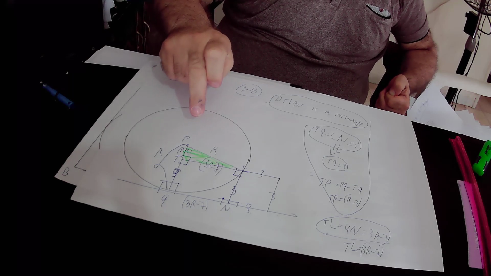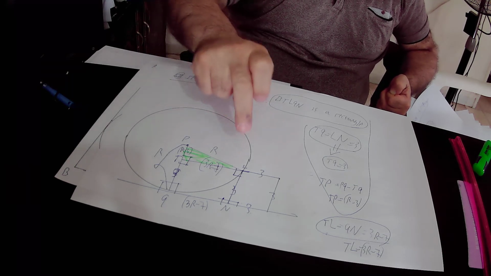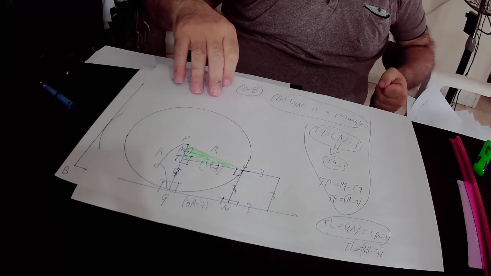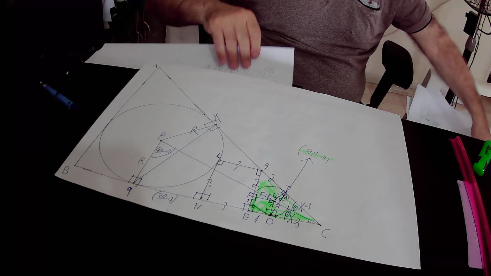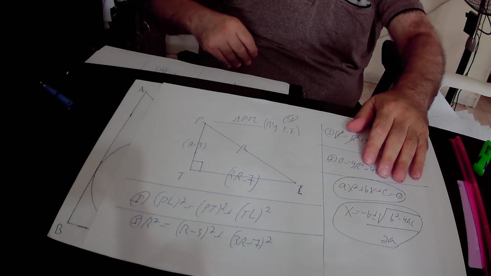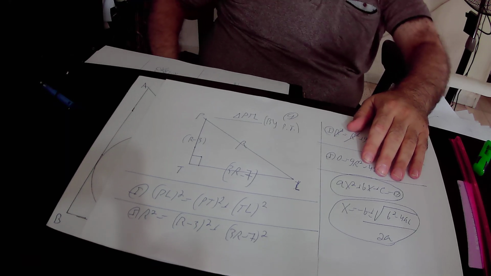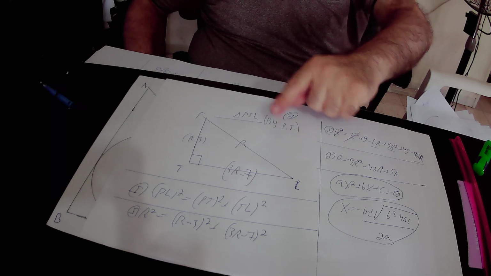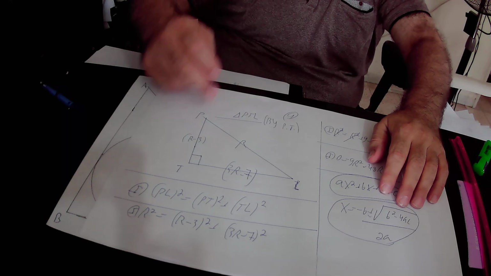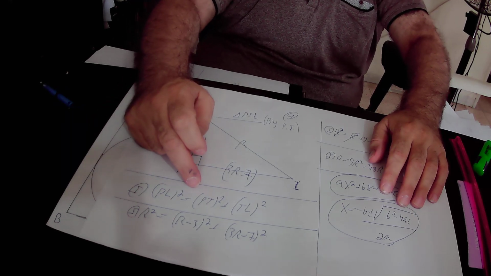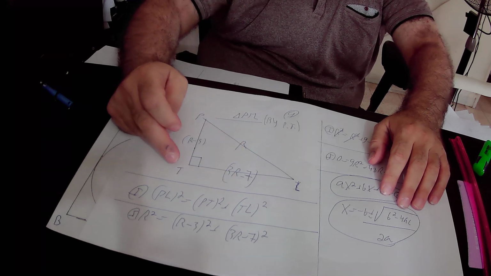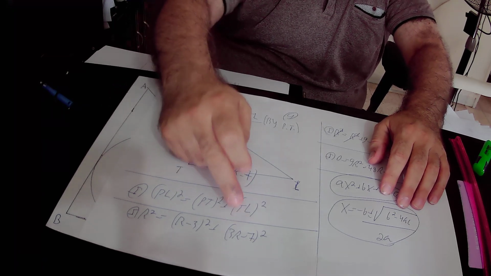In the next step, I copied the right green triangle PTL onto a new page, and we implemented the Pythagoras theorem on this right triangle. By Pythagoras theorem, the square of the hypotenuse equals the sum of the squares of the perpendiculars. That is to say, PL squared equals PT squared plus TL squared. PL is R, so PL squared is R squared. PT is R minus 3, so PT squared is (R minus 3) squared, plus TL squared. TL is 3R minus 7, so TL squared is (3R minus 7) squared.